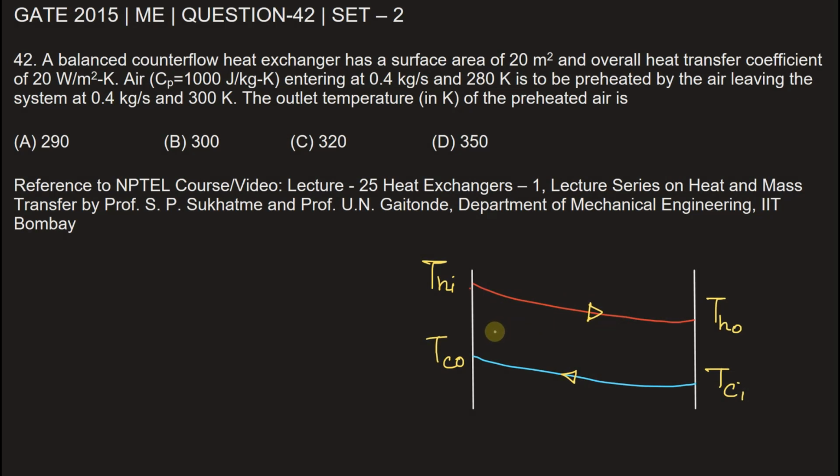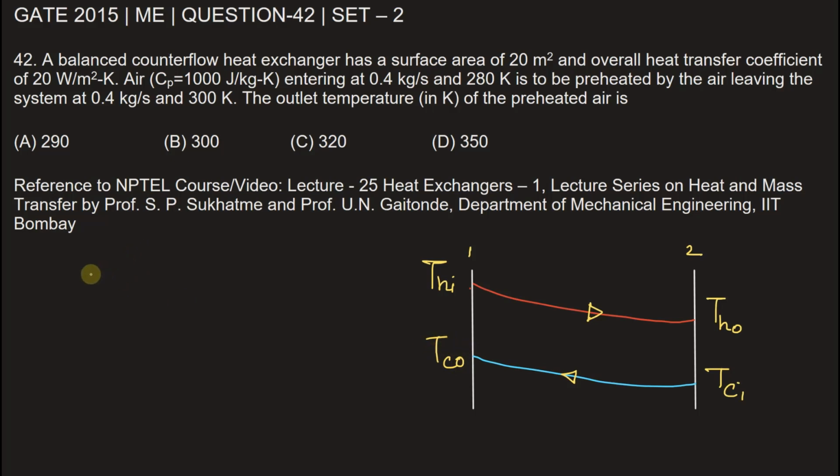So this diagram represents that the hot fluid enters from this section, let's say this is 1 and 2, and exits here at 2, and in the opposite direction the cold fluid enters. So this is the inlet of cold fluid, Tci, the temperature at the inlet of cold fluid, and this is the temperature at the exit of the cold fluid.